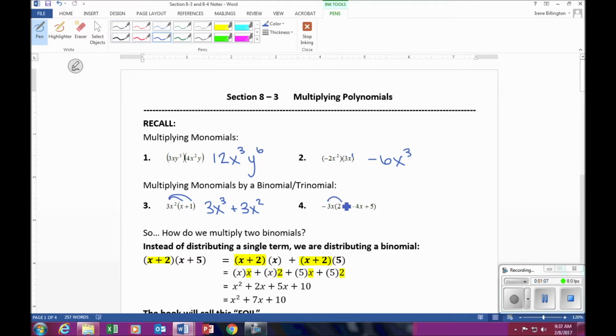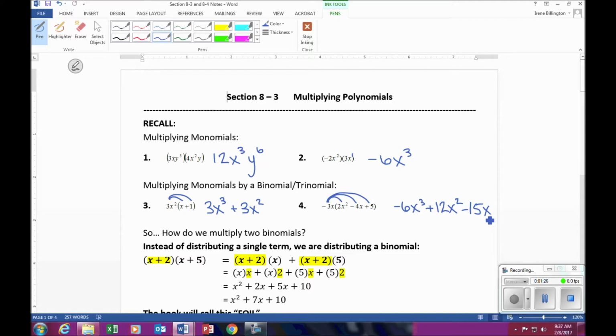Or another example, we multiply negative 3x by all three terms in this trinomial. So negative 3x times 2x squared is negative 6x to the third. Negative 3x times negative 4x is positive 12x to the second. Negative 3x times 5 is negative 15x.